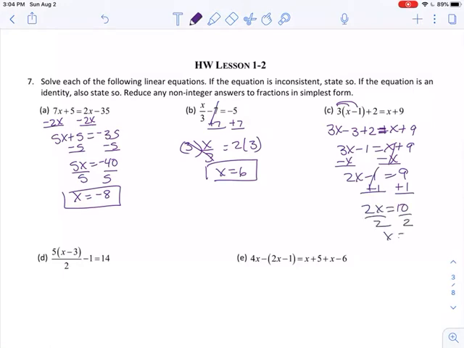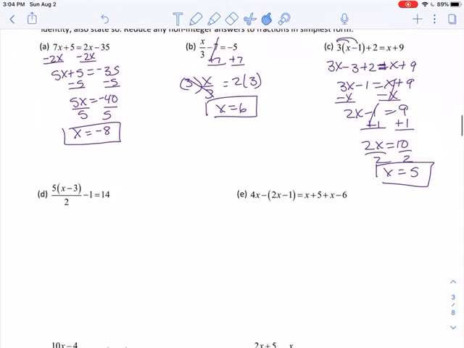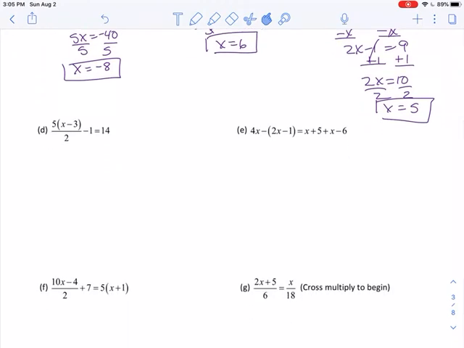Again, whatever you do to one side, you're always doing to the other side. This is an equation, you have to keep it balanced. And for C, you get x equals 5.